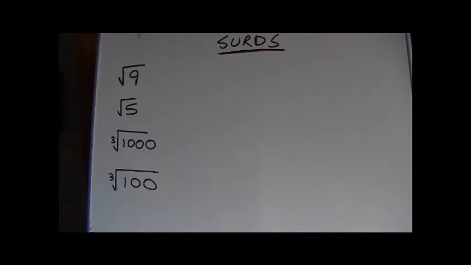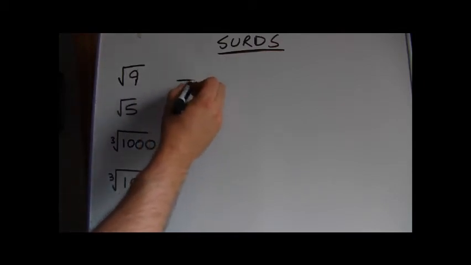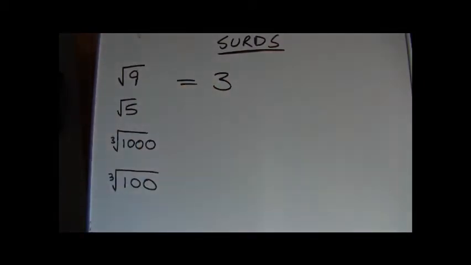If we take a look at these numbers, we can find that with some of them we're able to reduce them to a single whole number. For example, the square root of 9 is quite simply 3, because 3 times 3 equals 9. It's the definition of a square root.